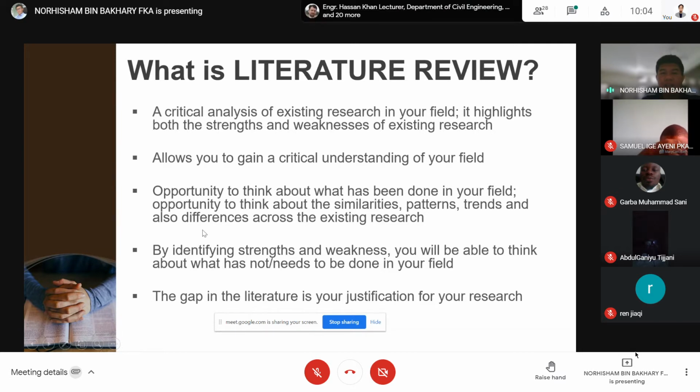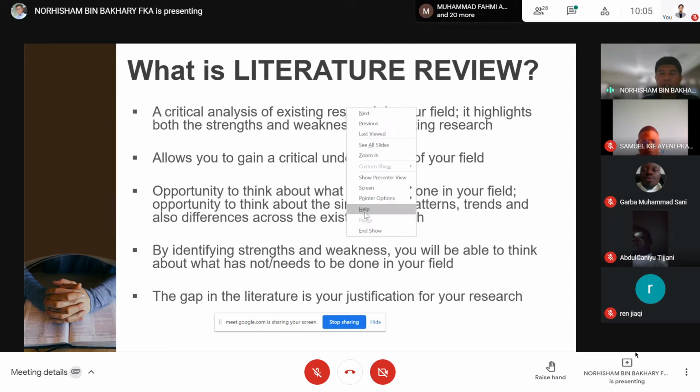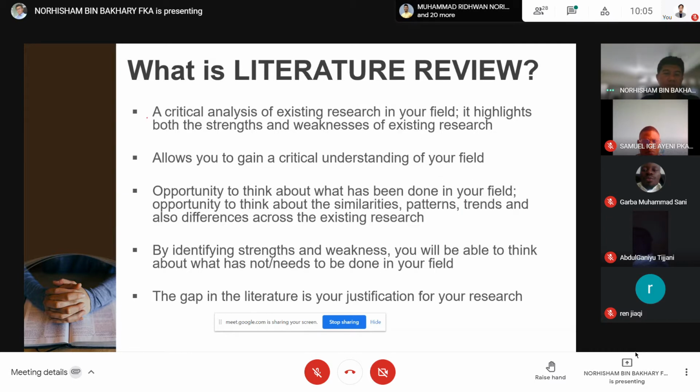The literature review can also give you an opportunity to identify the strengths and weaknesses of the paper. So you'll be able to think about what has not been done or needs to be done in your field. This at the end will give you your research gap. Once you finish the paper and gain all these three at the top, you can identify your research gap. This is what you do in your PhD.